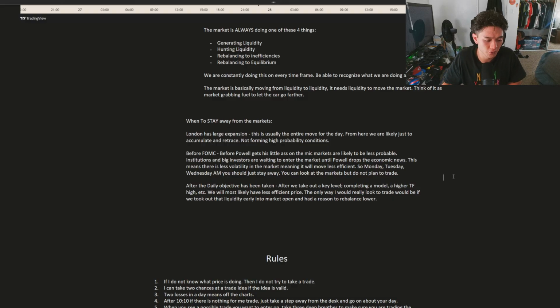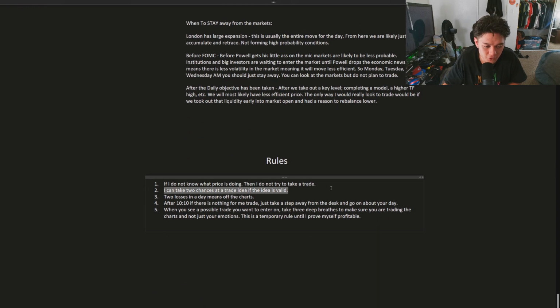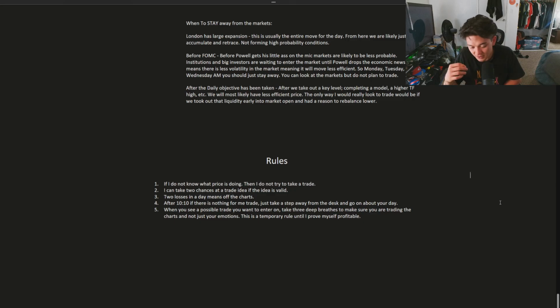And then I have some rules. So, first rule, if I don't know what price is doing, then I do not try to take a trade. This is something I really want to work on because I'm forcing way too much on the market. I'm trying to draw boxes and lines on the chart, marking out fair value gaps and trying to force my bias on the market, and it's just not what I need to do. I need to just wait until I can tell what price wants to do, and then I can act on it.